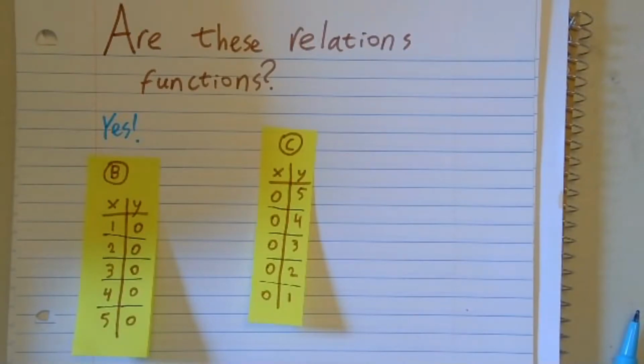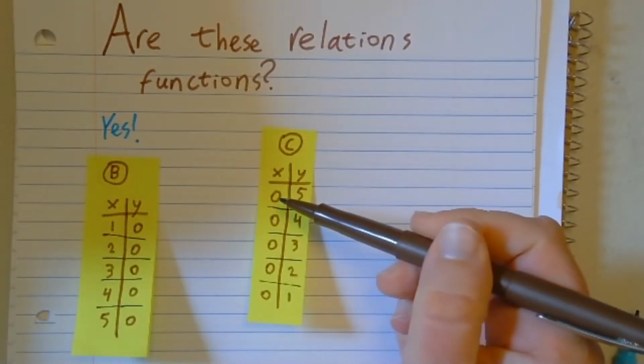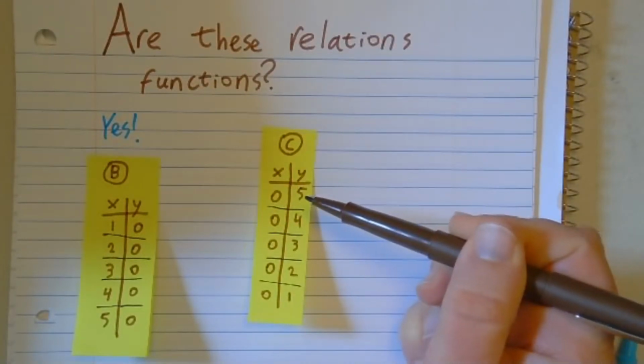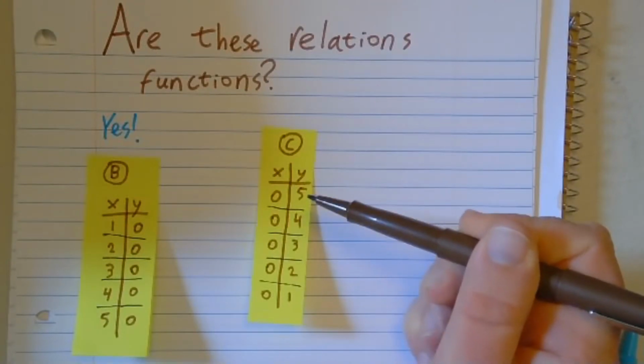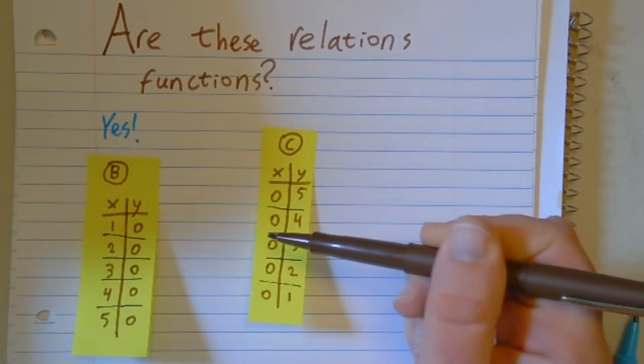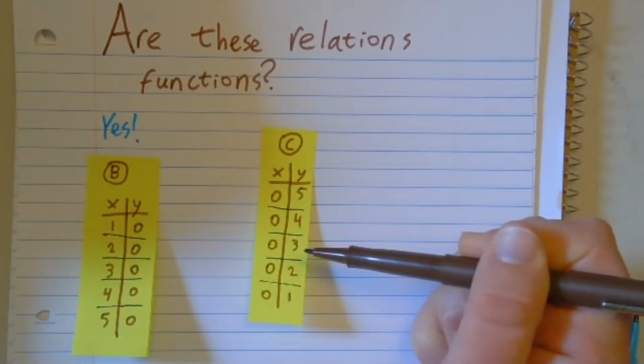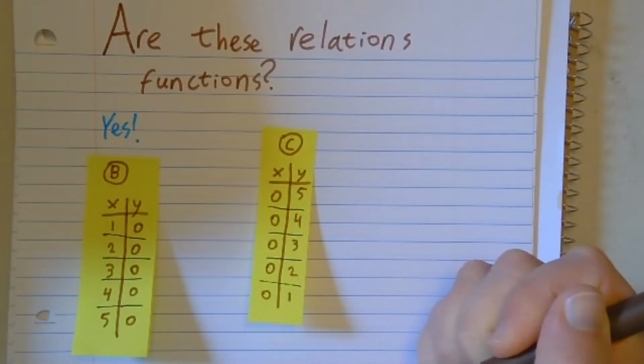What about this one? Go ahead and pause the video and develop an opinion. Use the definition. Is this a function? It looks very similar to B. Super similar. This one, okay, let's go through it. I put in 0, it gives me 5. So far, so good. I put in 0, it gives me 4, but you just said 0 was 5. What even? Now I put in 0, I get out a 3? What are they even doing here?